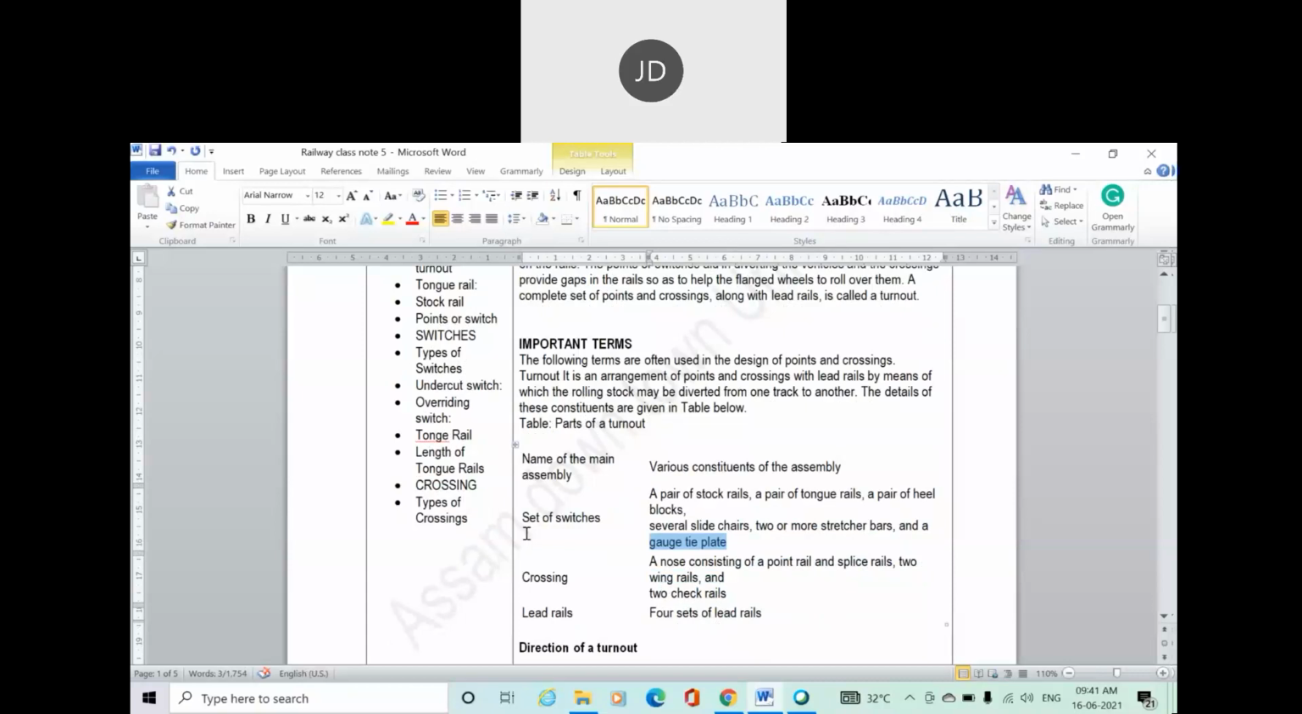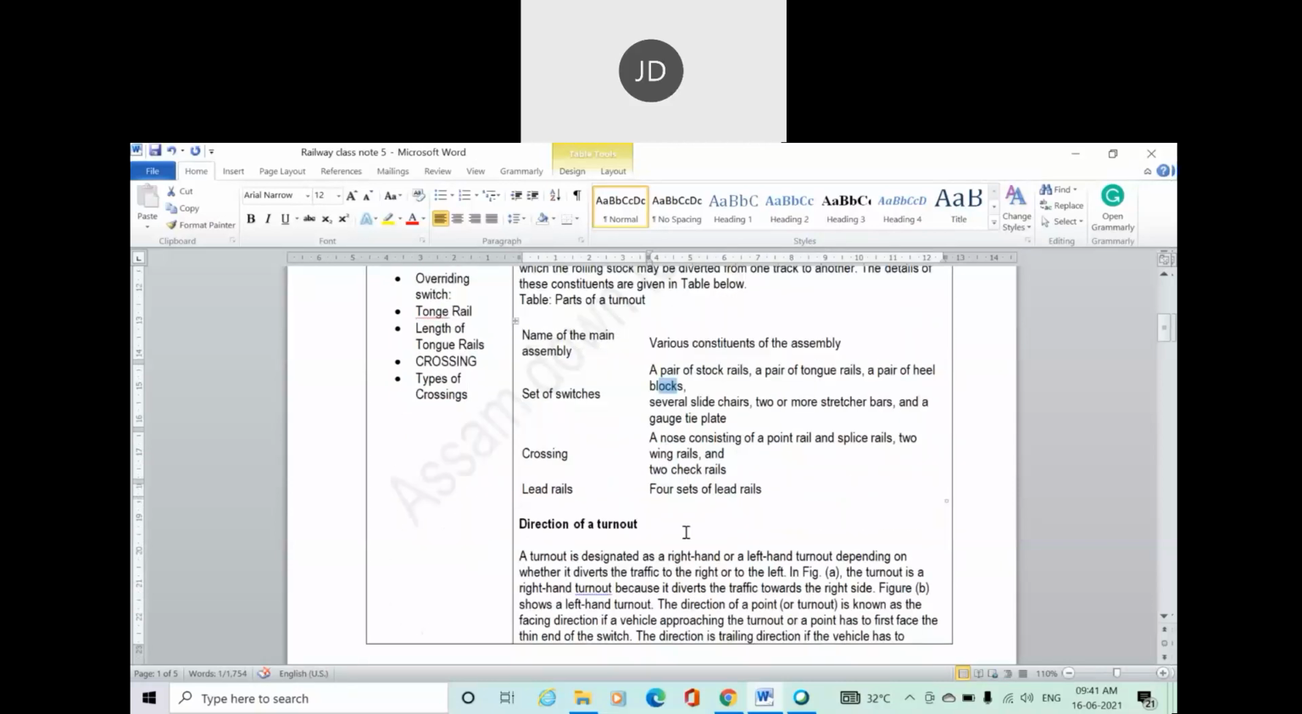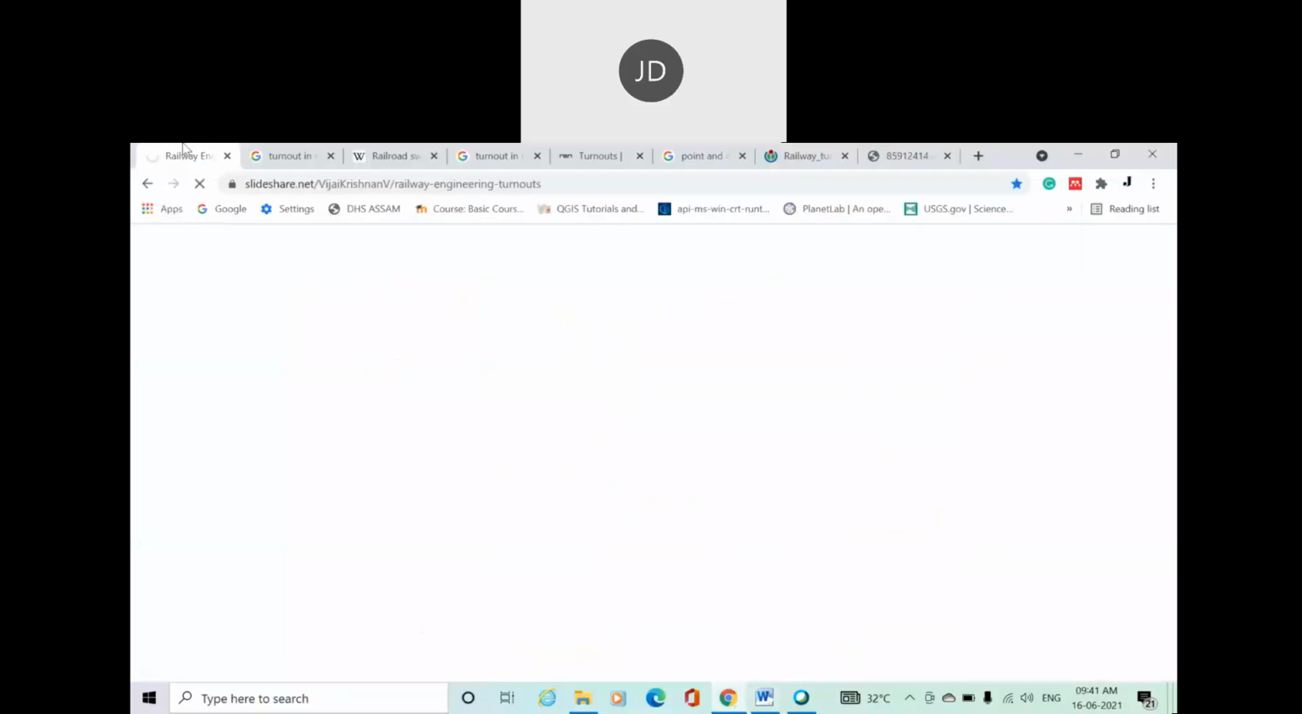Moreover, a pair of stock rails, a pair of tongue rails, and a pair of heel blocks also work as very important components of a turnout, or you can say point and crossing. We're going to discuss them, so don't worry about the different components. First of all, let me show you one schematic diagram to make you understand some components of railway.